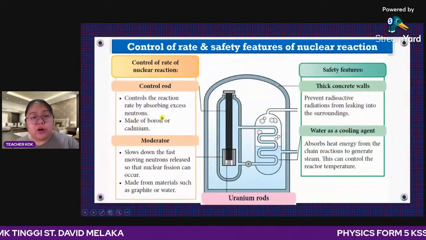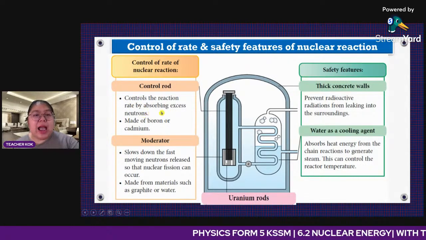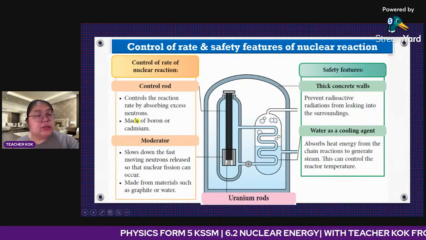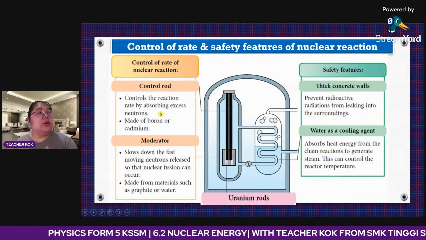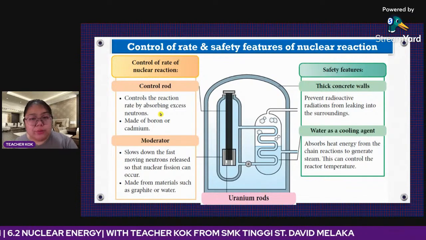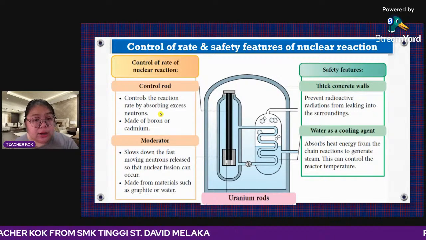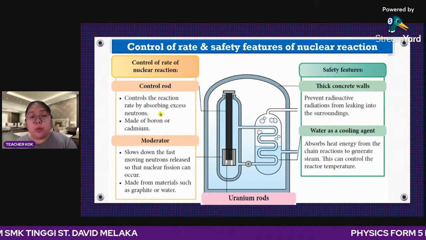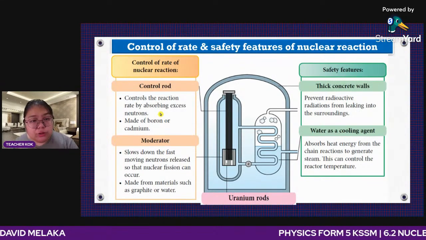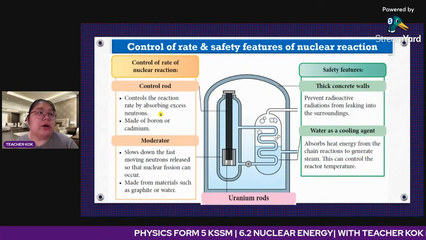What's the function of the control rod? The control rod controls the reaction rate by absorbing the excess neutrons. So that means when there are too many neutrons, they absorb them. When they absorb the neutrons, the process can be reduced. Agree? Because the neutrons need to bombard. If you absorb the neutrons, that means the neutrons are not enough, so the whole process can be slowed down.